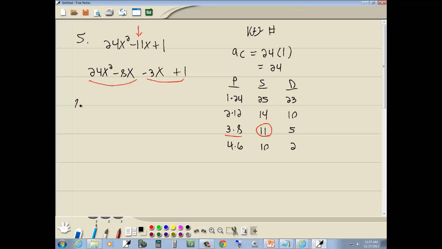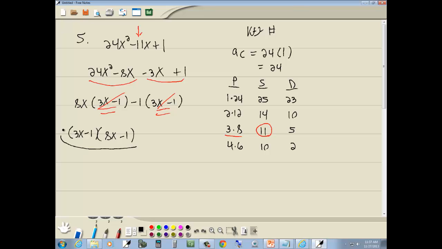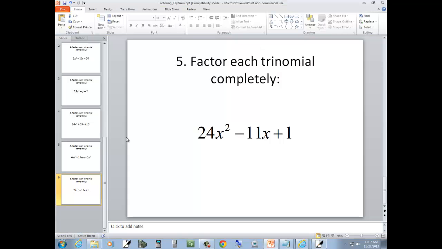The first group has an 8 and an x in common, and that gives us 3x minus 1. The second group has nothing in common, but my first term is negative, so I'll factor out a negative 1. And that gives us 3x minus 1. Now our goal was to get this parentheses the same as that, which it is. So I'll factor out the 3x minus 1. Now to decide what goes in your second set of parentheses, you just cross out the 3x minus 1s here. And that'll leave you 8x minus 1. And that's your answer. And I believe that's the last problem. Let me check. Yeah, it was.